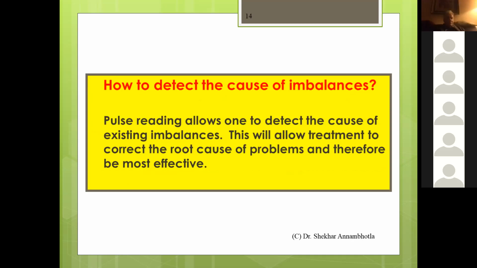How to detect the cause of the imbalances? Pulse analysis allows one to detect the cause of the existing imbalances. This allows treatment to correct the root cause of the problems and is therefore most effective. So pulse analysis can give you detailed information on how to detect imbalances in their early stages. The technique is important.